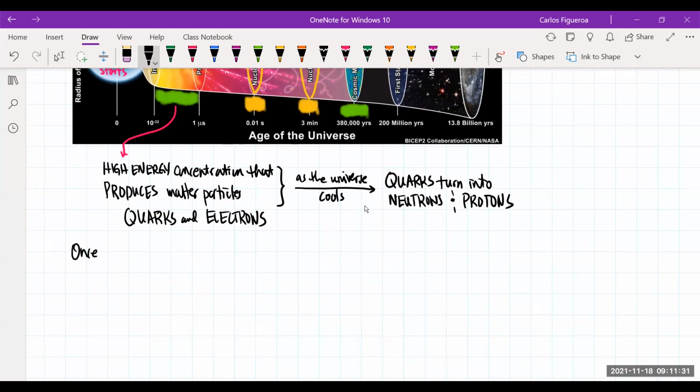Once the creation of neutrons and protons occurs, nuclear fusion happens.